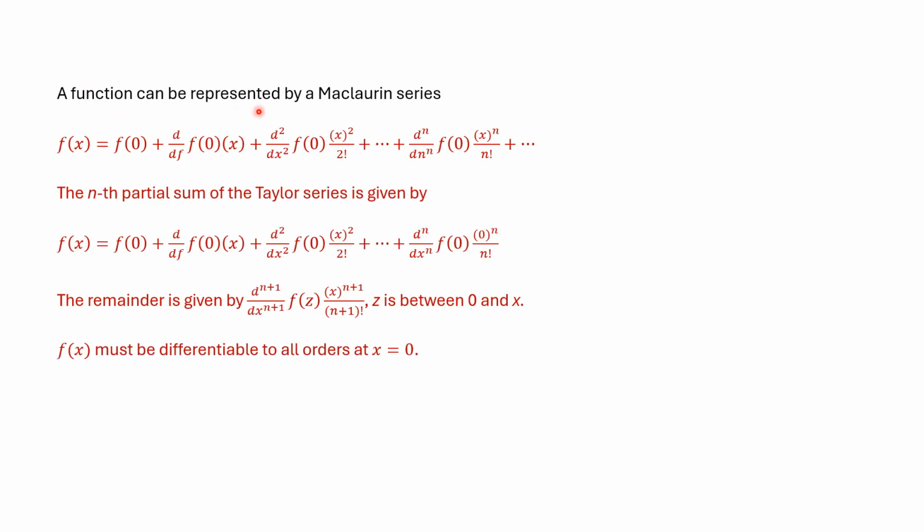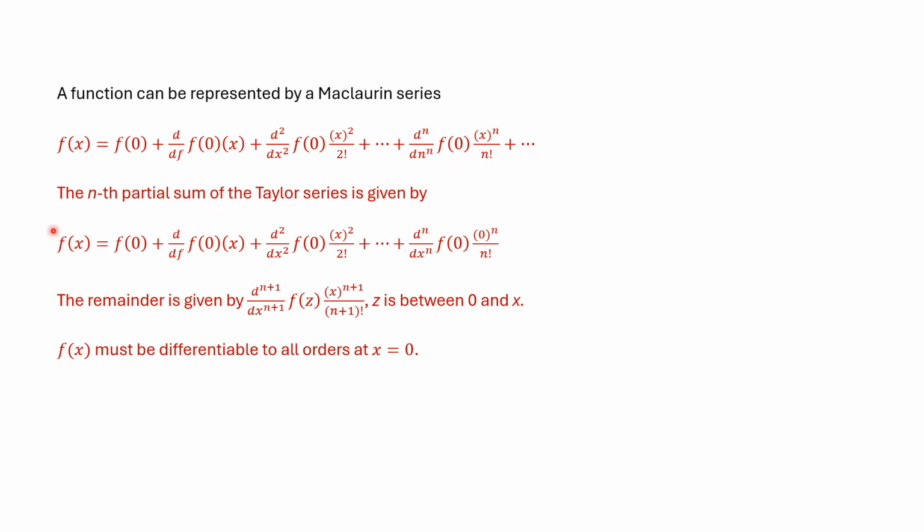A function can be represented by a Maclaurin series. That's going to look exactly the same, but instead of using c, we're going to use 0, a particular c actually. So it'll look the same: f of 0, derivative of f of 0 times x. Second derivative, f of 0 times x squared over 2 factorial, and the nth derivative, f of 0, x to the n over n factorial.